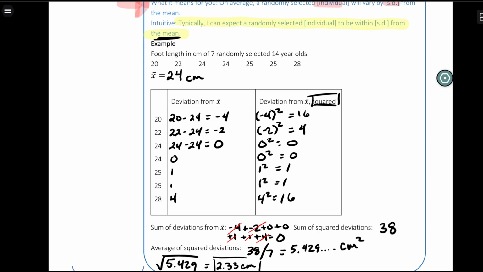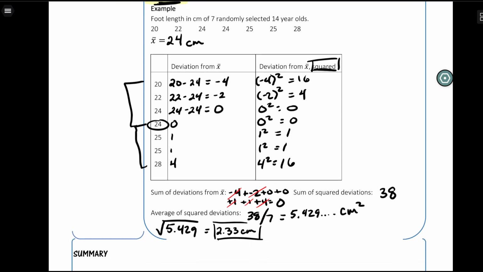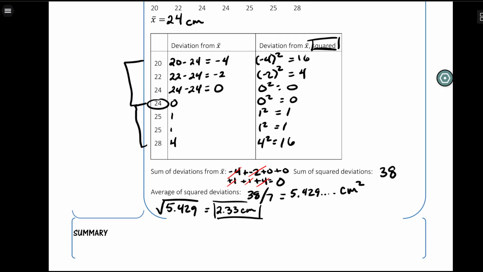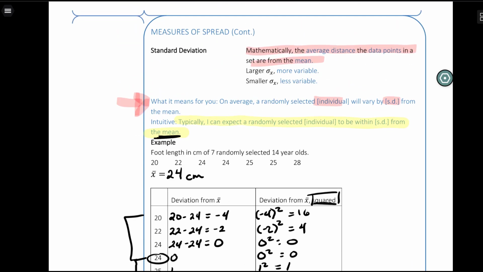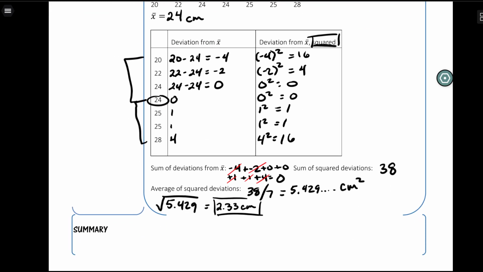And that starts to make sense. On average, we have individuals that will vary by 2.33 centimeters from that average. That tends to make a little bit more sense based on what we're looking at. So I can use this sentence starter, this template over here, to try and write that out. On average, a randomly selected 14-year-old will vary by 2.33 centimeters from the mean.